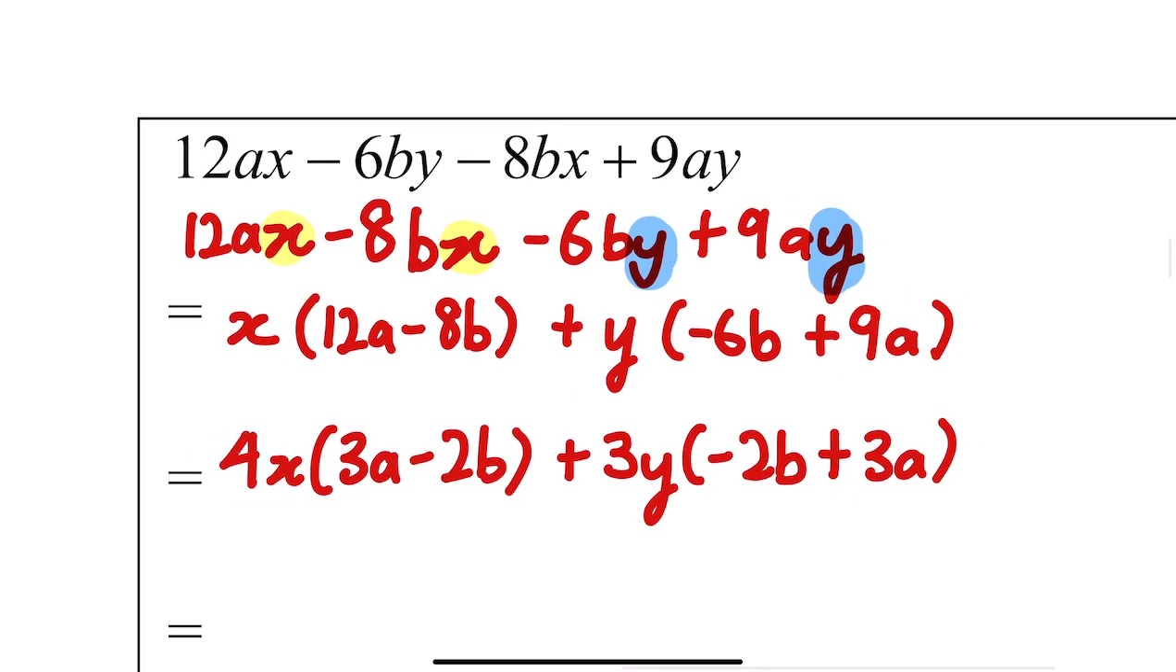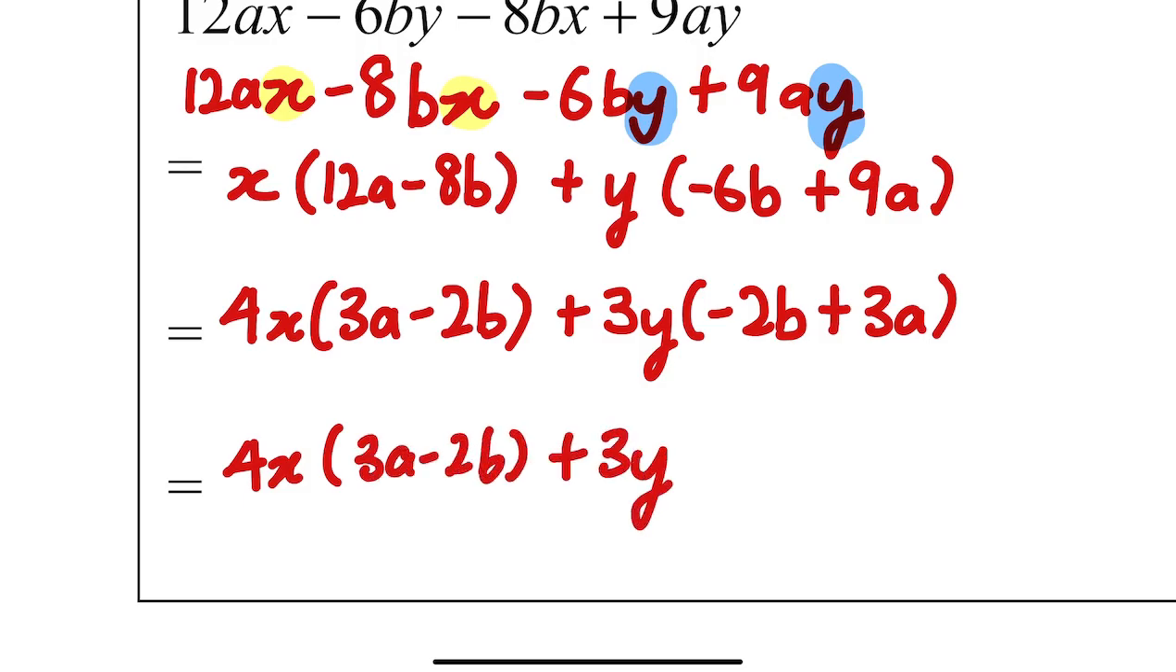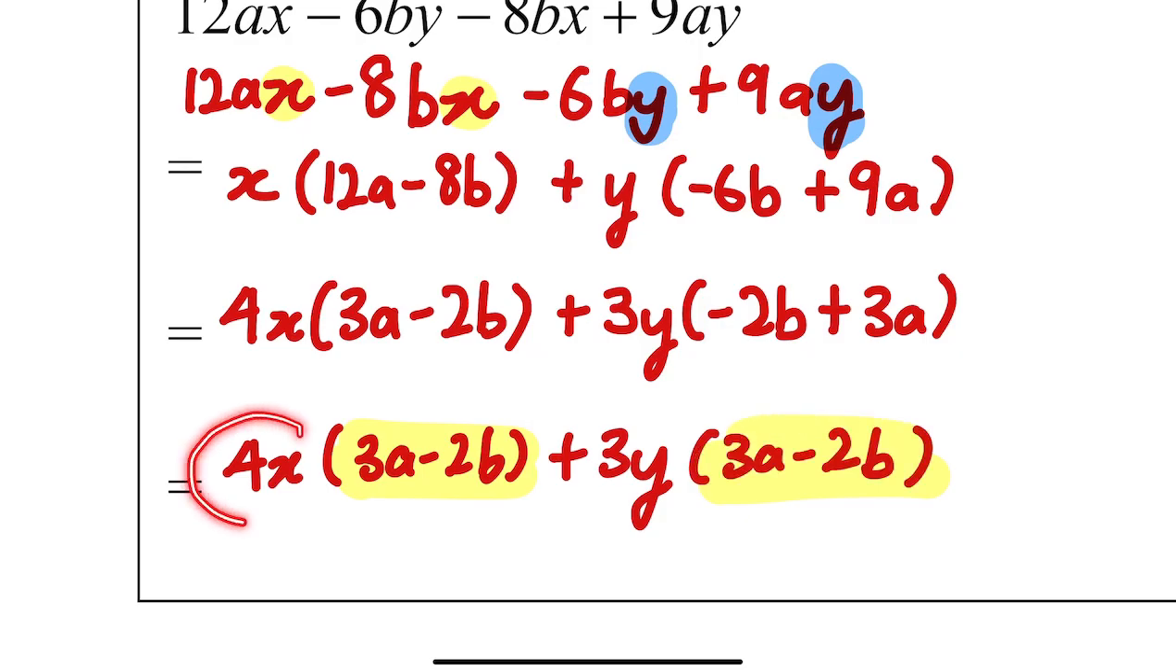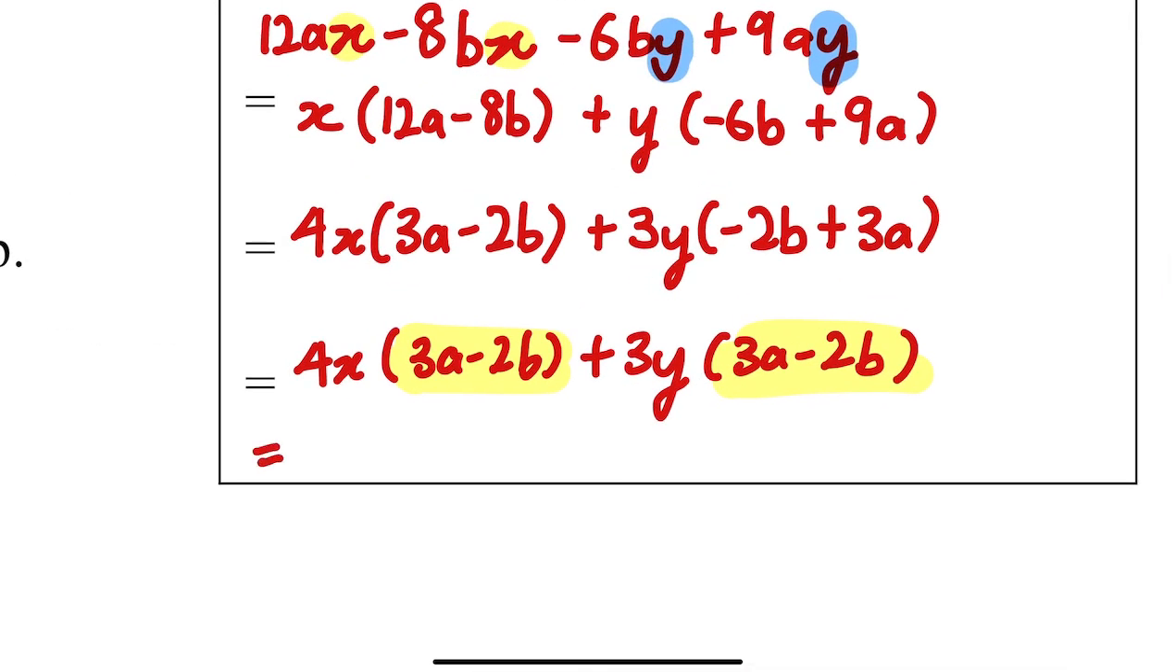And then now we compare. I have 3a minus 2b over here. Here is negative 2b plus 3a. Are they the same thing? If you find it hard, you can always rewrite them. I can rearrange the terms over here. This will become 3a minus 2b as well. And you notice that now these 2 factors are the same. 3a minus 2b, 3a minus 2b. Once they are the same, I have 4x groups of 3a minus 2b plus 3y groups of 3a minus 2b. I can now group them together to get my final answer, which will become 4x plus 3y groups of 3a minus 2b.